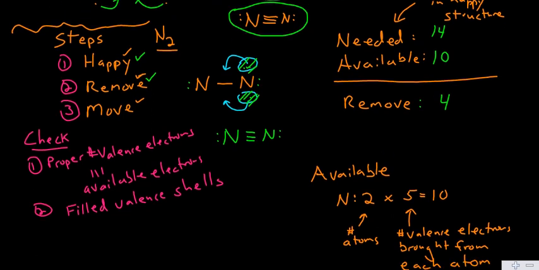Let's check our answer. Check. Number 1, do we have the proper number of valence electrons? I.e., do we have that same number of available electrons? 10. Well, you see that you do. Here, there's 2, 4, 6, 8, 10 valence electrons. Additionally, do we have filled valence shells? Does everyone that needs an octet have it? Yes, this nitrogen has 2, 4, 6, 8 around it. And this nitrogen also has 8 around it. And so we have a full octet.